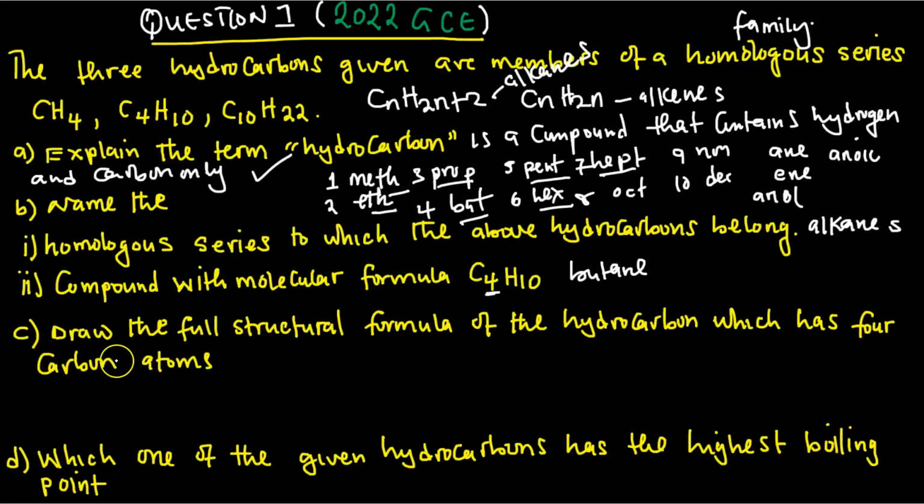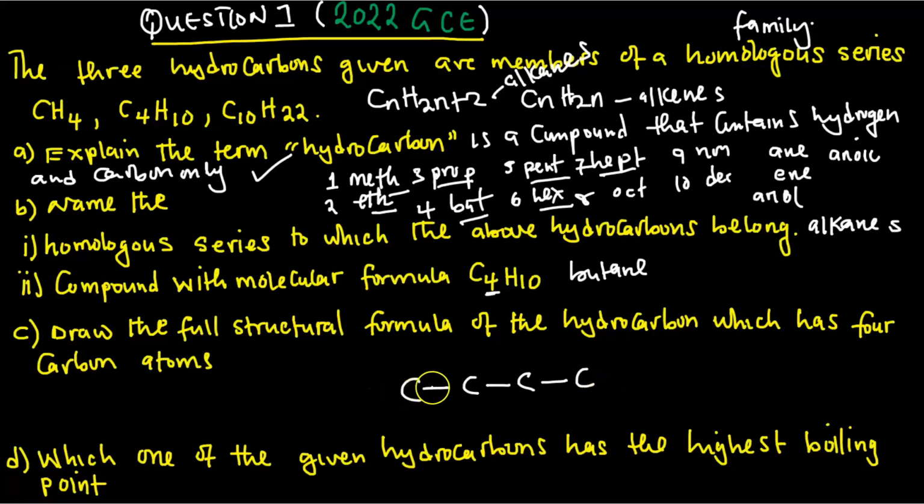Then C: draw the full structural formula of the hydrocarbon which has 4 carbon atoms. This one that we've named, butane, they are asking us to draw the full structural formula. When you are asked for the full structural formula, you need to show the bonds, how these hydrogens are bonded to the carbon. You need to know that carbon forms 4 bonds. Therefore, to write the full structural formula, you start by drawing the carbon chain. How many are they? 4. So you connect 4 carbons, like this.